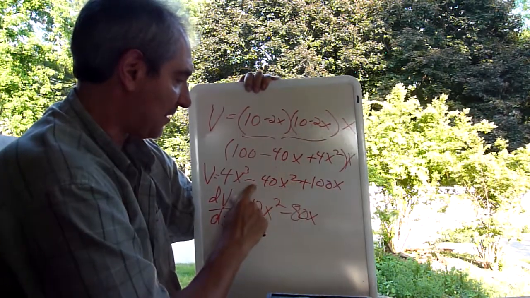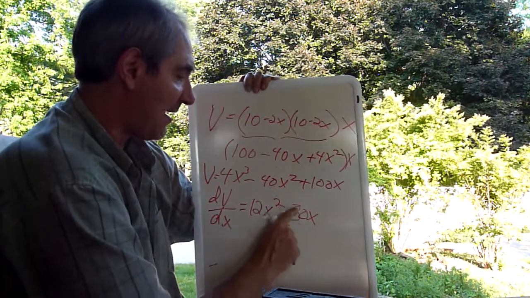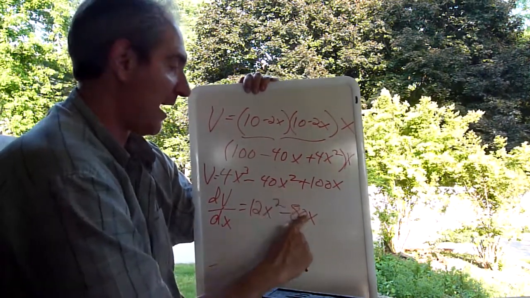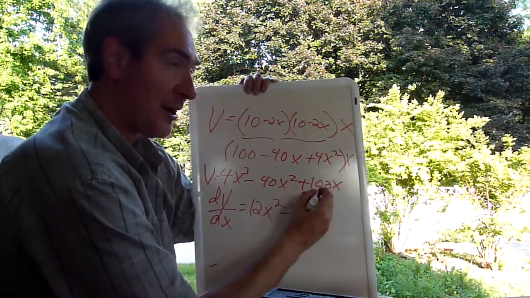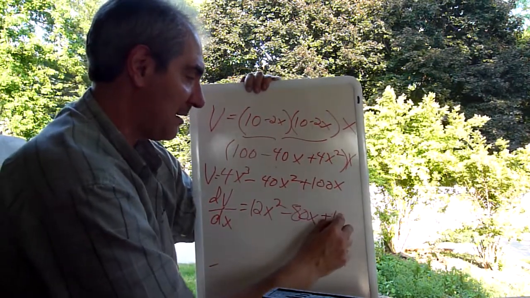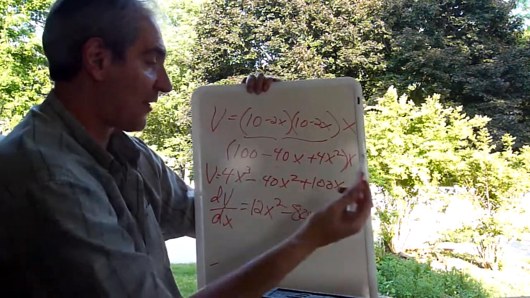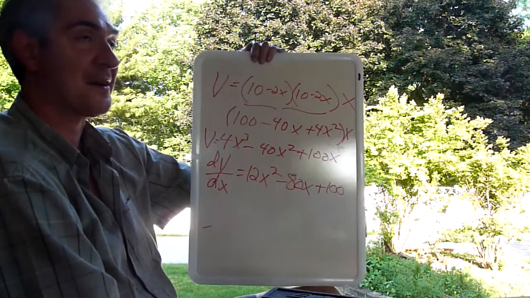The 2 comes up here, multiplies by the negative 40 to become negative 80. x to the 2 minus 1, x to the 1. Plus, for any linear term, you take the derivative and you get just the constant, in this case 100. So we have to figure out when this is 0. That'll give us the maximum.